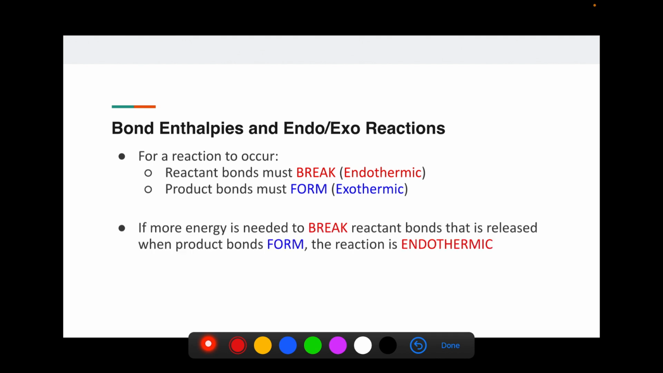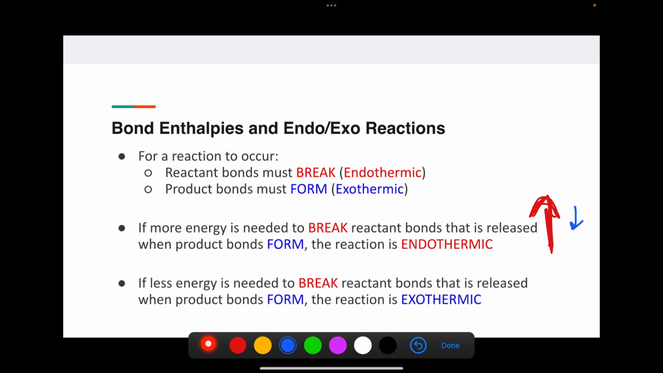If more energy is needed to break reactant bonds than is released when product bonds form, the reaction will be endothermic. Consider in this case we're putting in much more energy than we're getting out. Therefore, overall, it's an endothermic process.